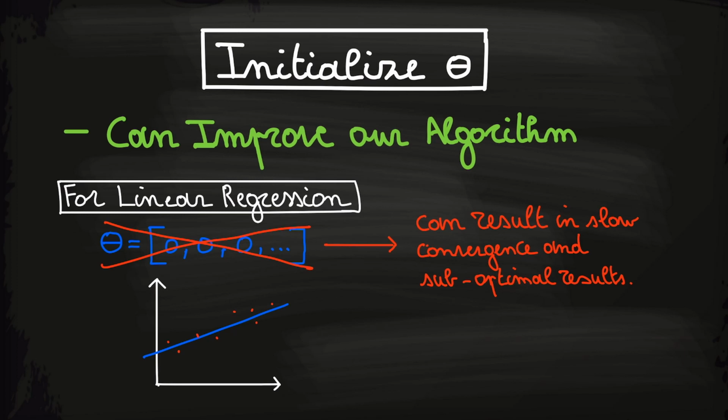A common practice is to initialize the parameters randomly. This helps break the symmetry and ensures that each parameter starts with a different value, allowing the algorithm to learn more effectively. You can initialize the parameters with small random values or draw them from a normal distribution.